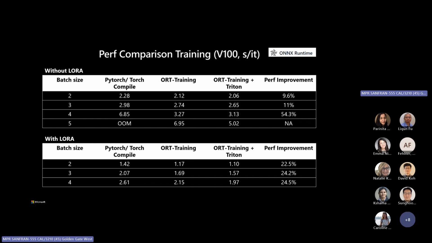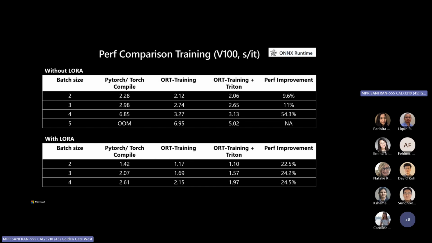And as you can see, with higher batch sizes, up to a batch size of 5, PyTorch is going out of memory. But with ORT training, you are able to run it. There are additional optimization parameters you can specify to run your models faster. For example, ORT training provides the Triton optimizer to run your model even faster. In this case, for Phi-2 without LoRA, we are seeing a performance improvement compared to PyTorch and Torch compile. We are seeing 10, 11% for batch sizes of 2 and 3, and up to 50% improvement for a batch size of 4.